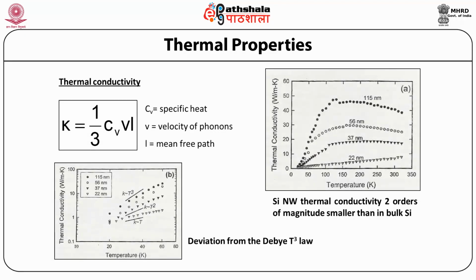The thermal properties of nanowire. Experimental measurements of the temperature dependence of thermal conductivity kT of individual suspended nanowire can be carried out to study the dependence of kT on the wire diameter. In this context, measurements made on nanowire down to 22 nanometer in diameter have been shown in the figure.